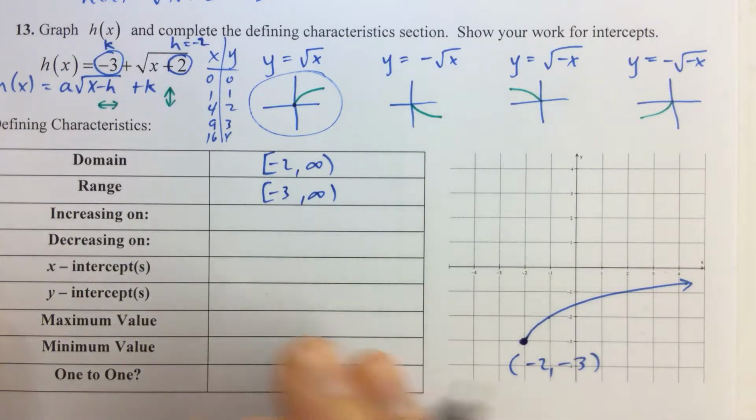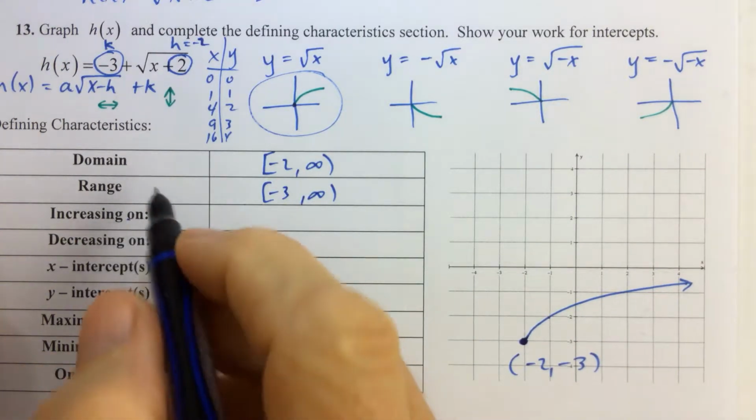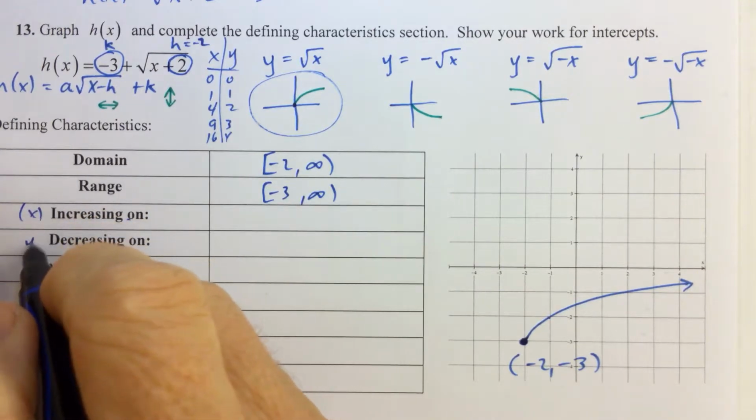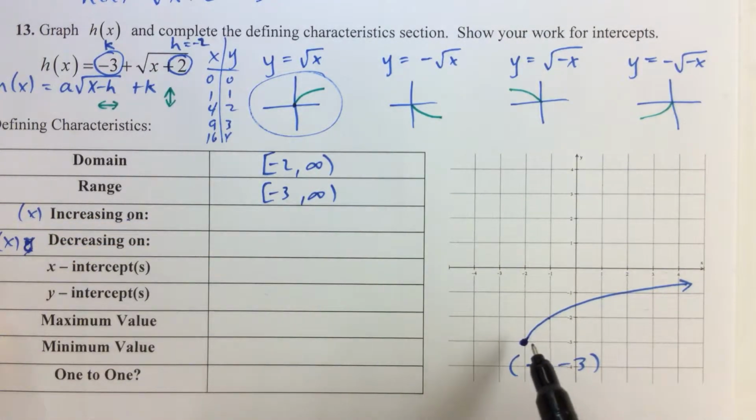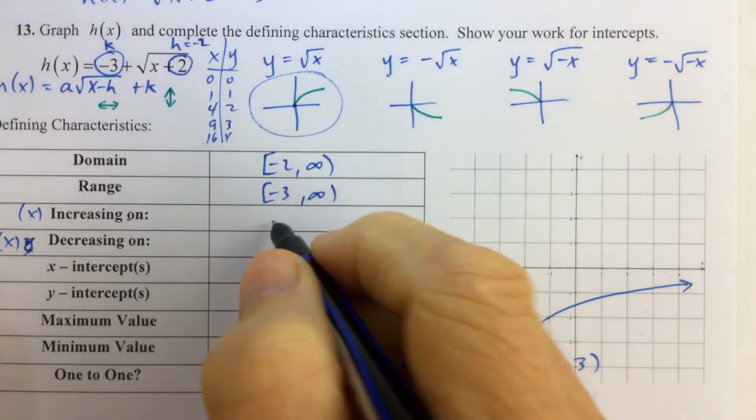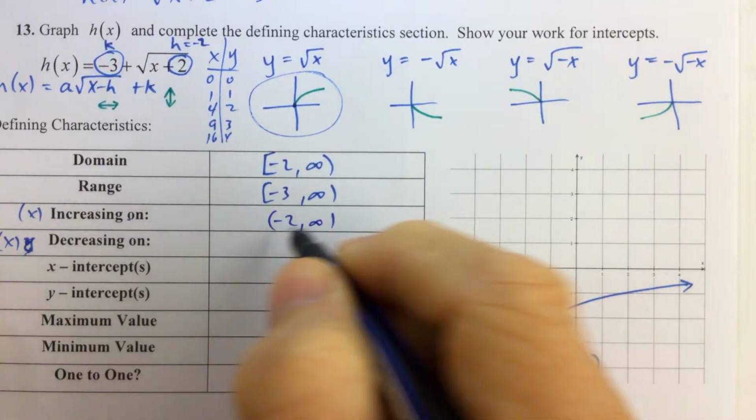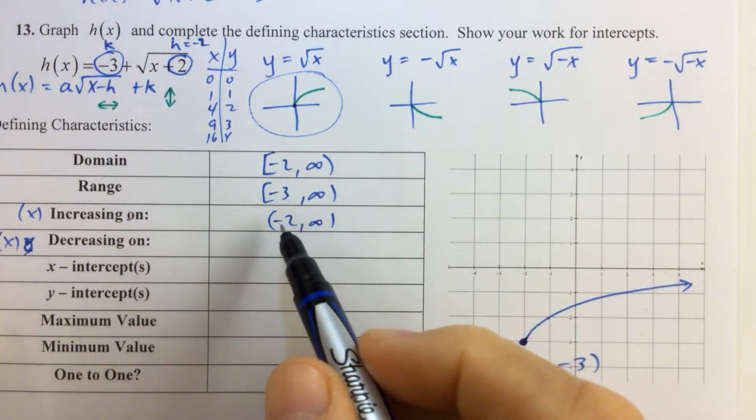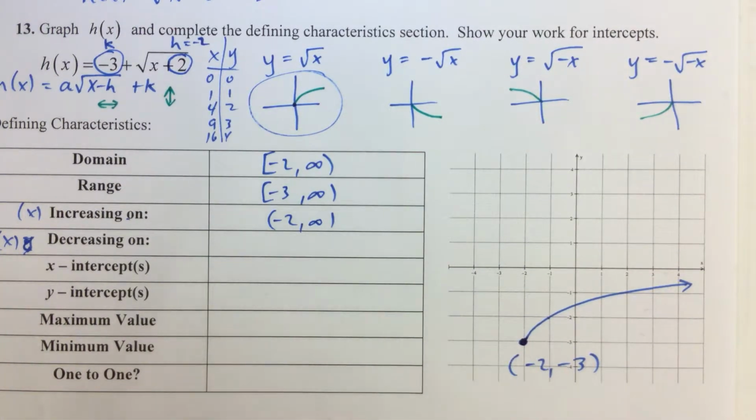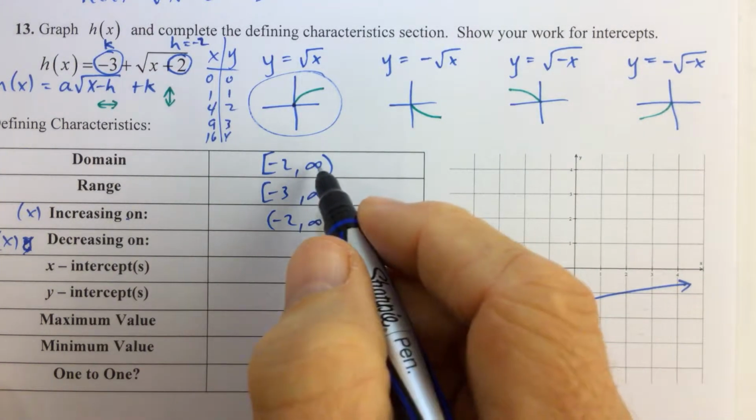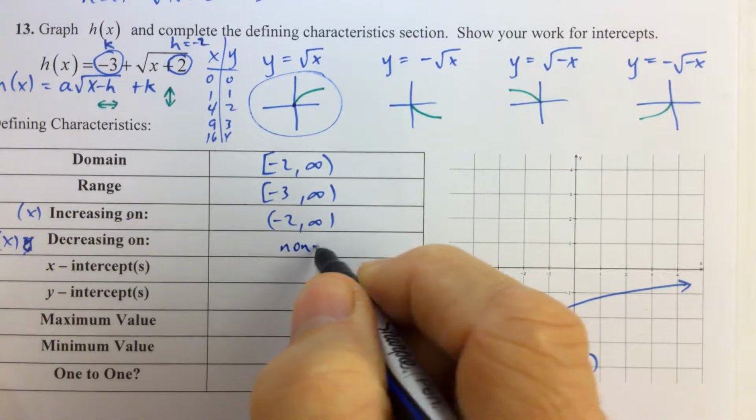Increasing all the way on what interval? Increasing on, so this is the x values, not y values, x values. So the function is increasing all the way from -2 to infinity, over the entire domain. And we don't worry about endpoints when we're dealing with increasing and decreasing, so that's why we don't have a bracket there. If you put a bracket there, it's still going to be marked right, but I don't need one. So if it's always increasing over its entire domain, then it's never decreasing.